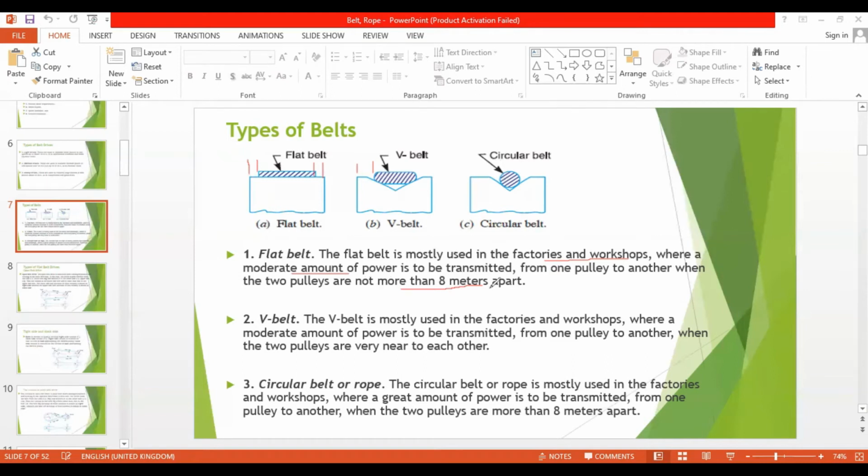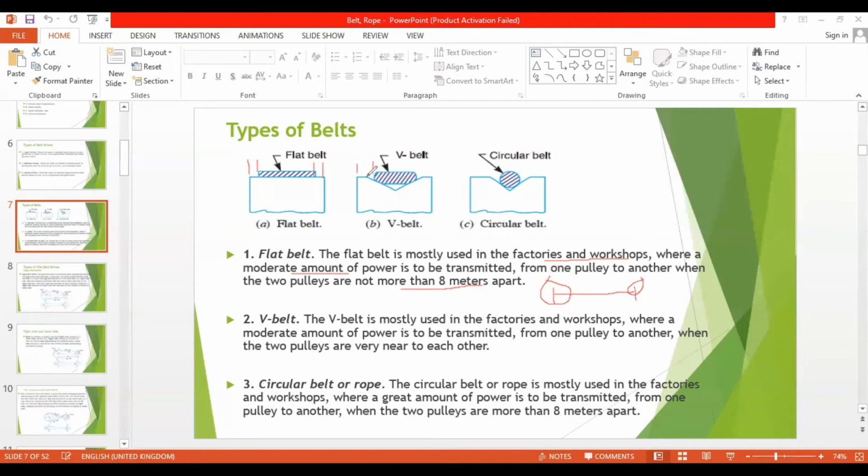Not more than 8 meters. So the distance between the centers of these two pulleys would be around 8 meters or less than 8 meters, right? And these are used to transmit a moderate amount of power. Then I have the V belt, right?